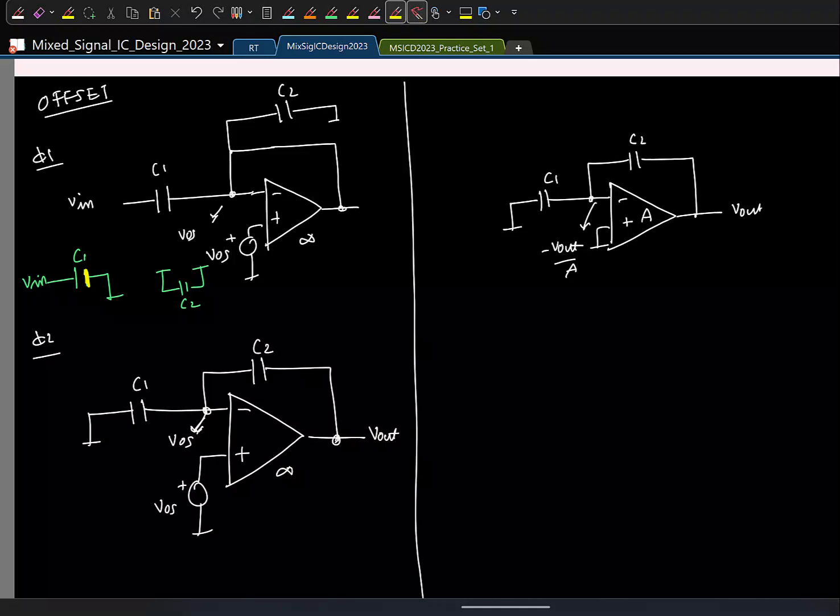Here we sampled the input with respect to the error voltage. The error voltage is here. So what should you do now? We have to sample the input and reset one more capacitor with respect to minus V out by A. And remember, to get this voltage itself, I need one C1, C2.